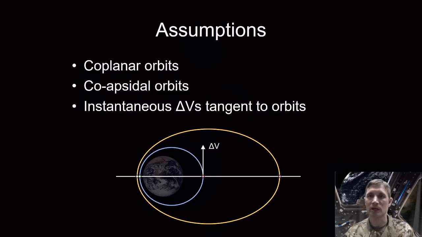Now, when we go to change an orbit, like I said earlier, we're going to be burning rocket fuel. We're going to be accelerating. We're going to be changing the energy of our orbit. Anytime we change the energy, we're going to be changing the velocity. And we call that change in velocity a delta V. We assume that that change in velocity is instantaneous, and it's going to be tangent to the orbit we're currently on. It doesn't take very long to burn rockets, so that's a pretty good assumption.